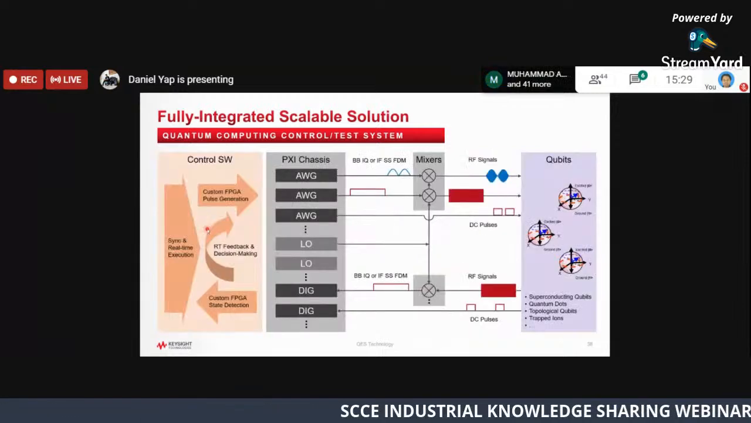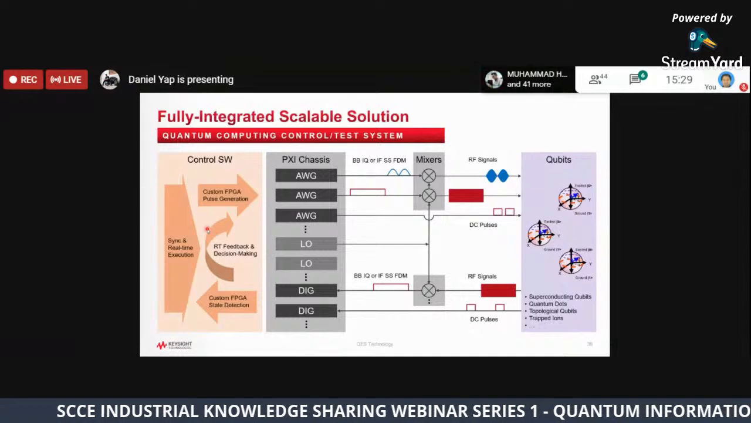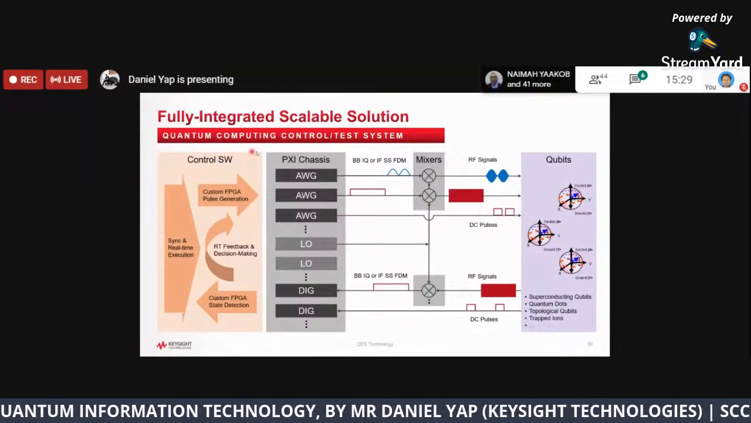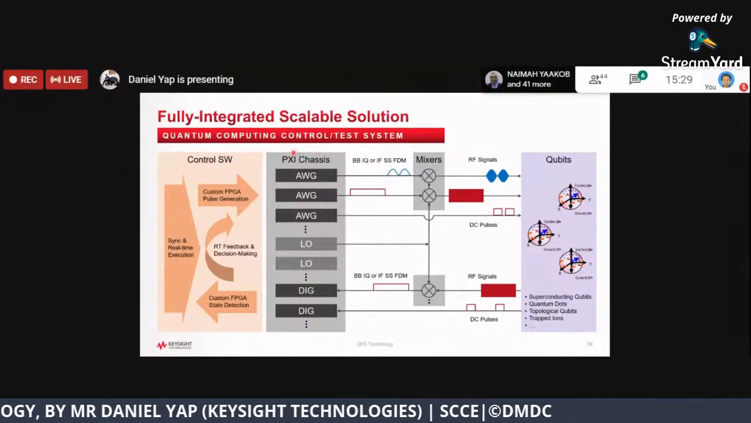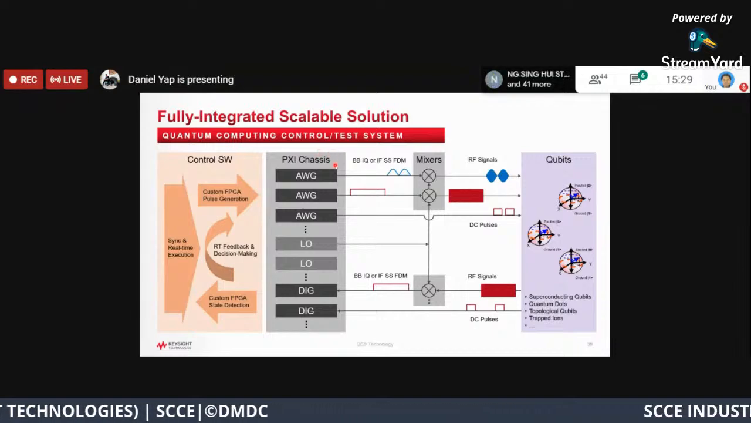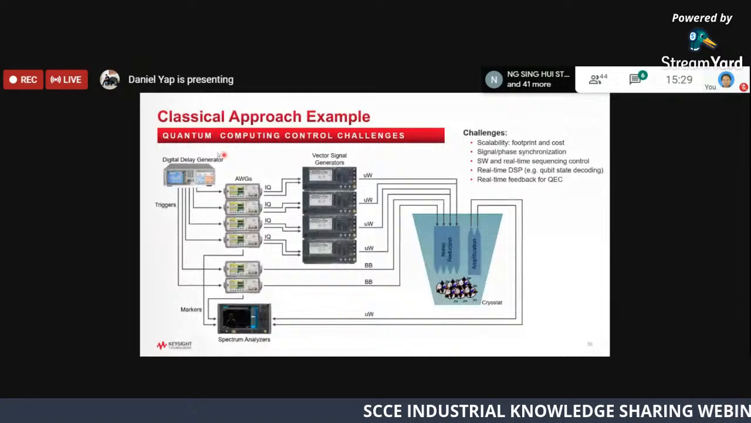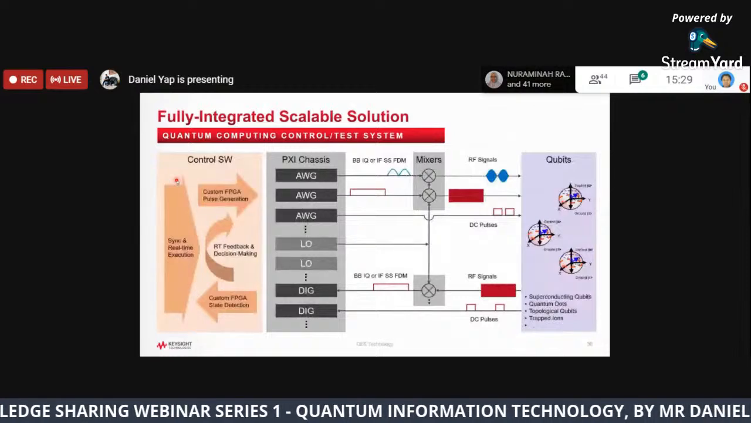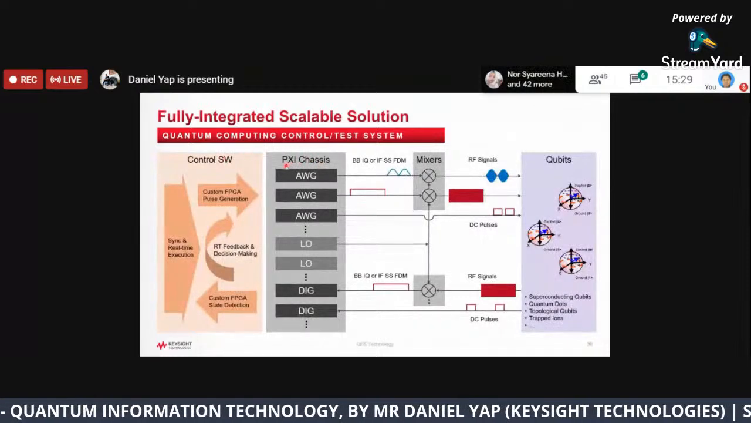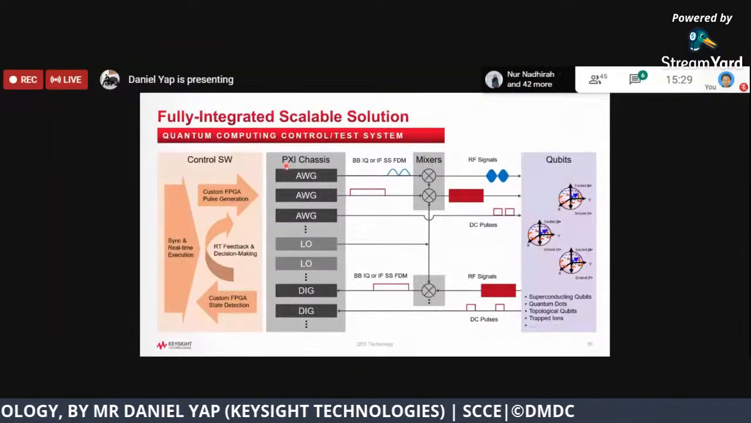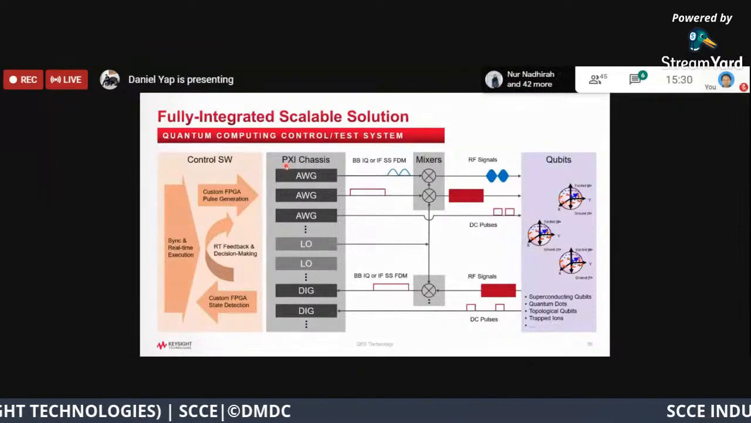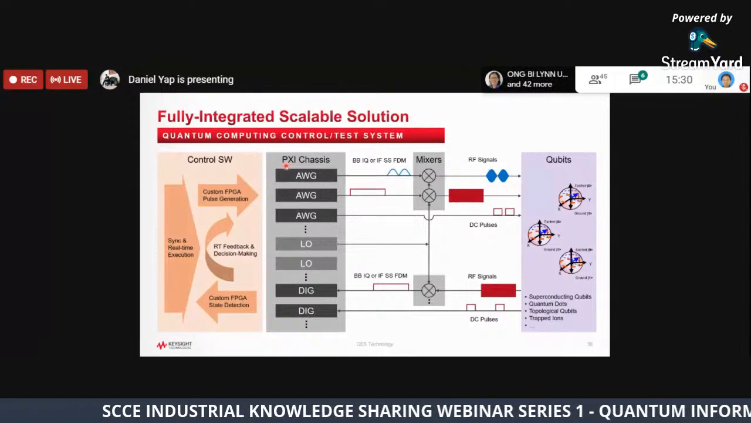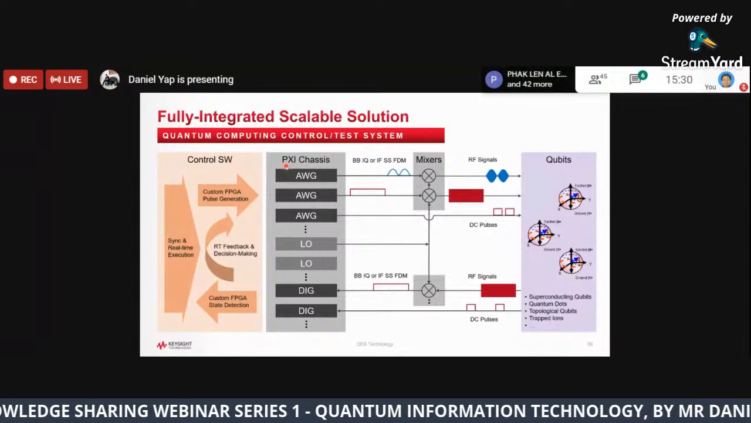Okay. So a fully integrated scalable solution: if I take the earlier diagram, we can right now replace it with two things, the control software and the PXI chassis. If I go back to the earlier slide, this thing here is now down to just the PXI chassis and the software. So that is really something where technology is advancing. Keysight, we continue to invest in this area because we believe there's a lot of potential in it.